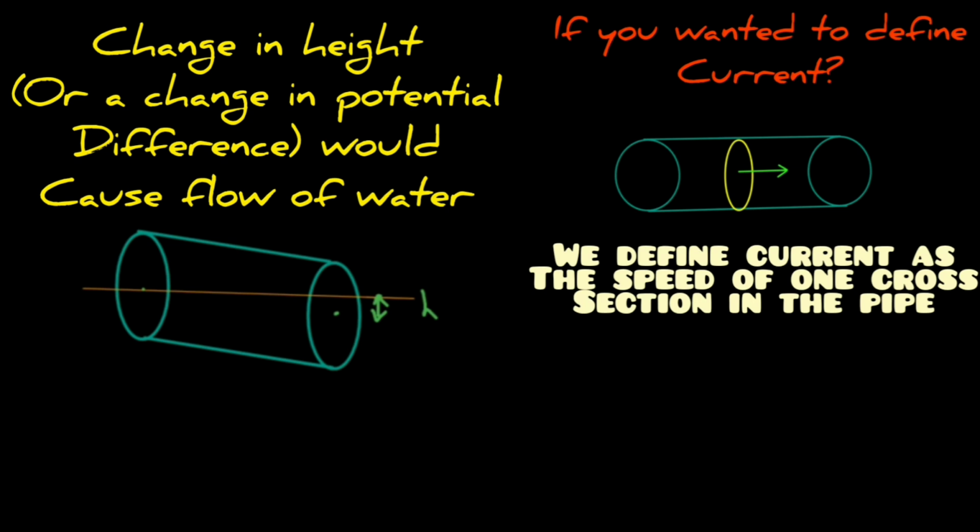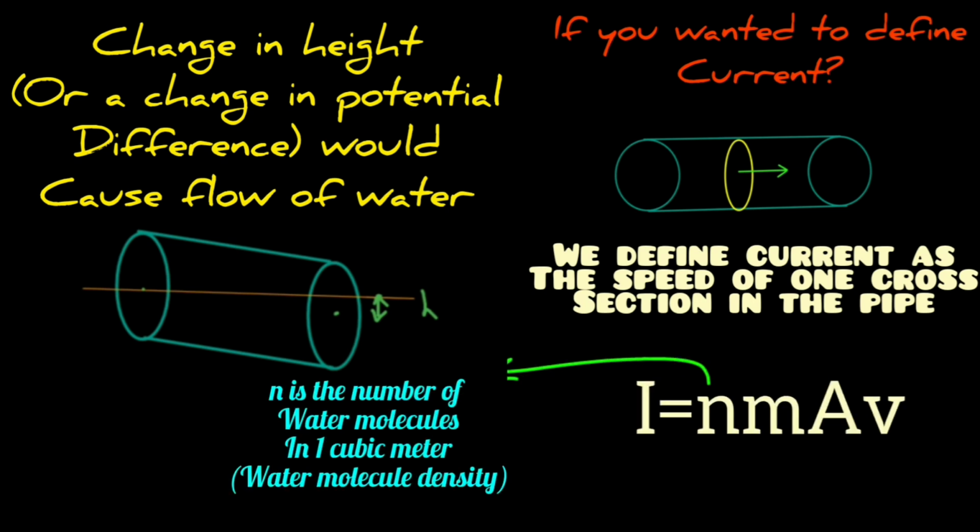Let's quantify that. Obviously, we need to multiply the amount of water mass in one cross section by its speed. So if we say the mass of each water molecule is m_m, and we have n water molecules in one cubic meter, because obviously we don't know how many molecules we have in a pipe, but we have water molecule density, or the number of molecules per cubic meter, and we call it n. Based on these, the current would be equal to n m_m A times the speed v.